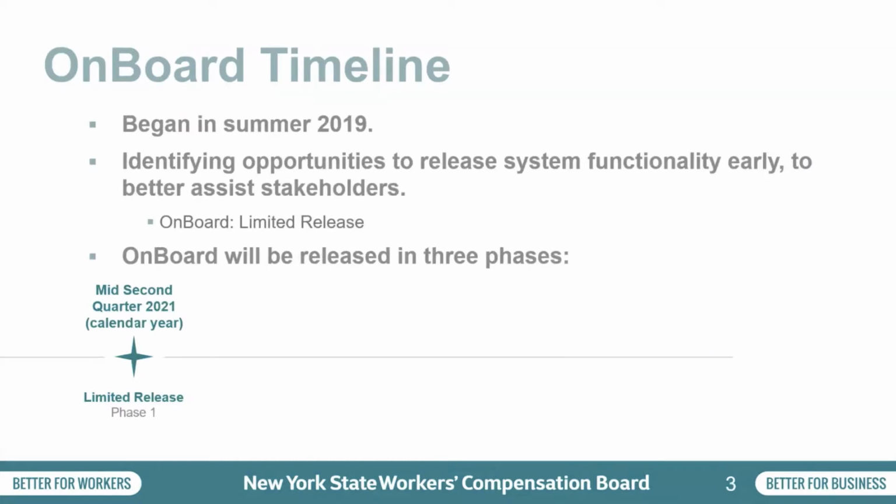This multi-year project initially began in the summer of 2019, with the full system being available in 2023. But we identified opportunities to implement some early process improvements and functionality sooner in what we are referring to as OnBoard Limited Release. OnBoard Limited Release is tentatively scheduled for release during mid-second quarter of 2021. No earlier than October 2021, Phase 2 will become available, which includes eClaims EDI 3.1. The complete OnBoard system will be released in 2023.